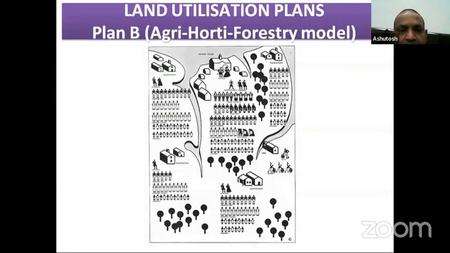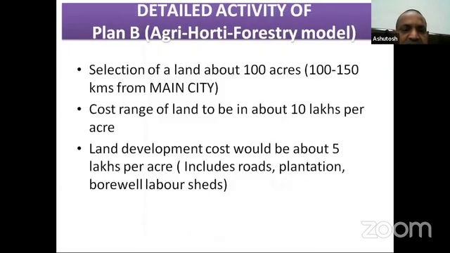This agroforestry model, what we are discussing, suppose we have say 100 acres of land, it could be on a village side also, or probably 100-150 kilometers away from a big city. If it is around 100 kilometers away from a big city like Delhi or Ahmedabad or Surat or Mumbai or any other major metro cities, Bangalore, it can be developed into a model where the land can be divided into one acre patches, and it can be resold to the investors.